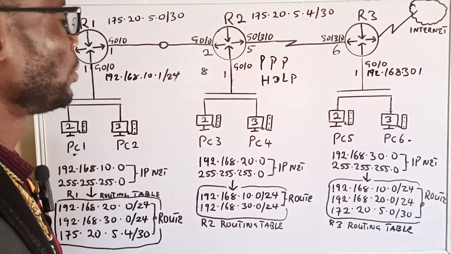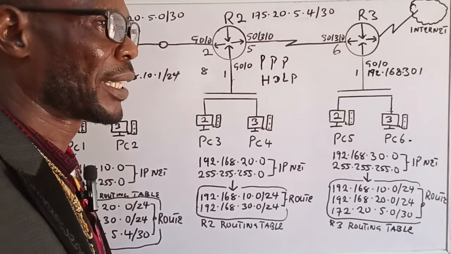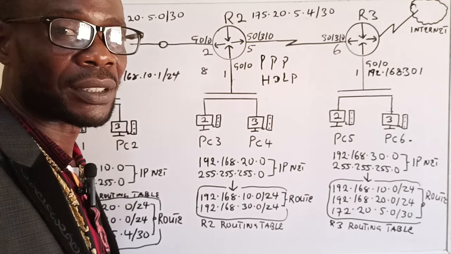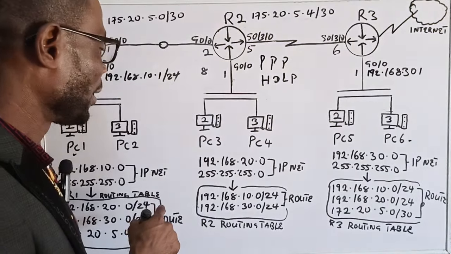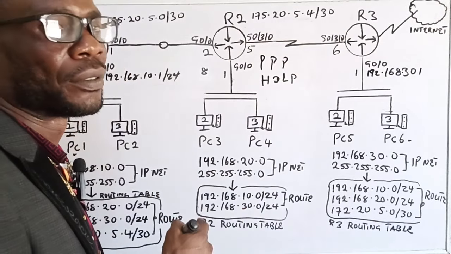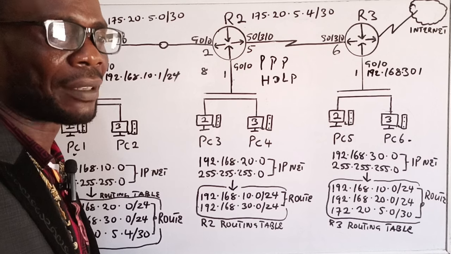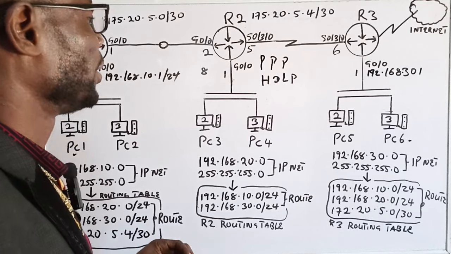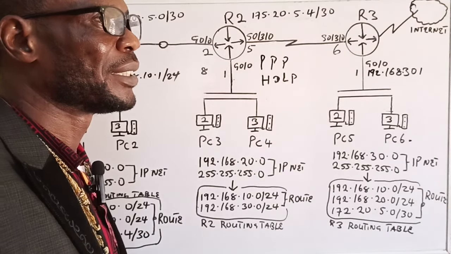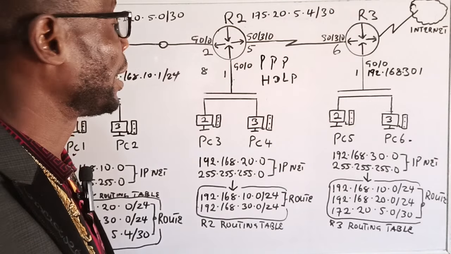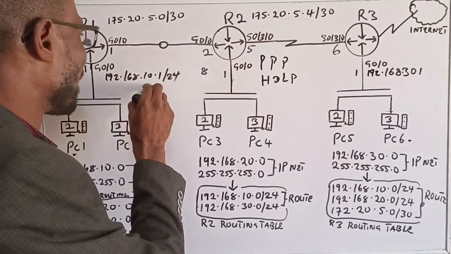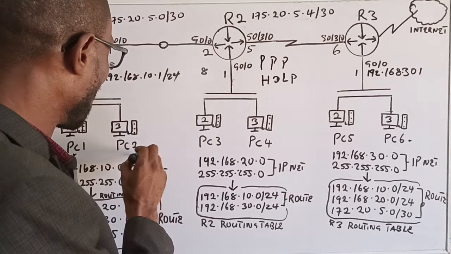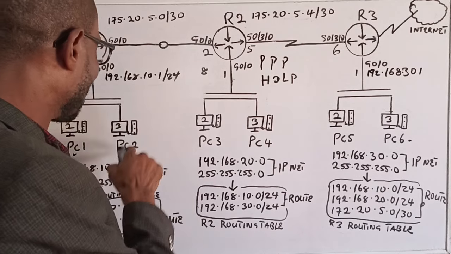So that is how computers communicate using routing. When a packet is sent and received between different networks, routing must have taken place. And each PC that wants to communicate with another PC in another network, just like I said earlier, must have the router as its default gateway. As you're assigning the PC's IP address, you will see a column for default gateway, where you put this router's IP address as well.